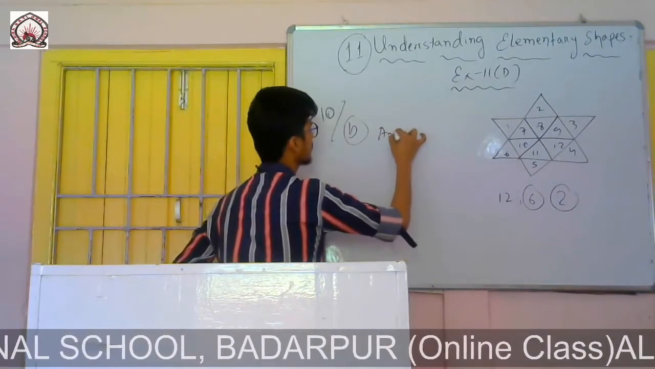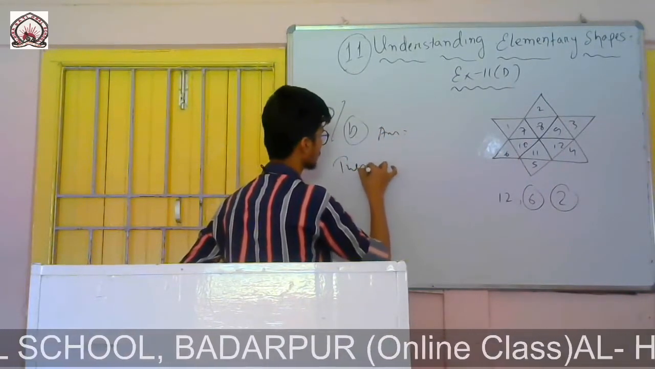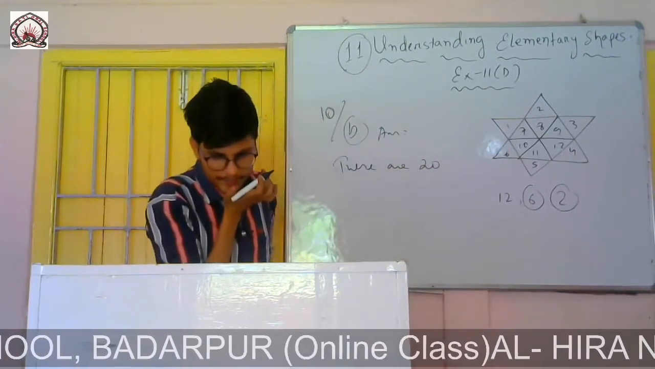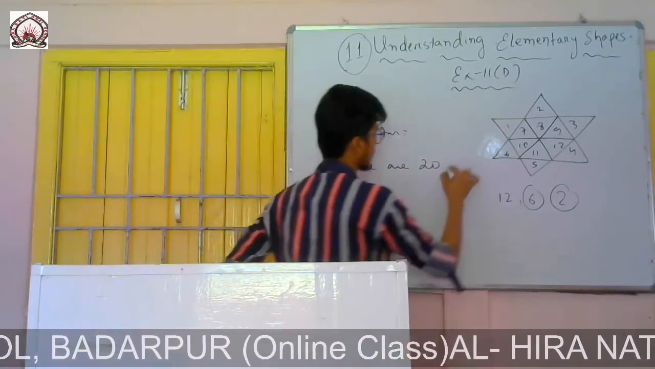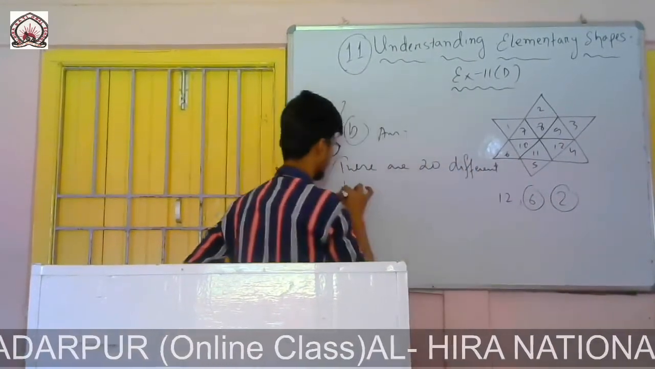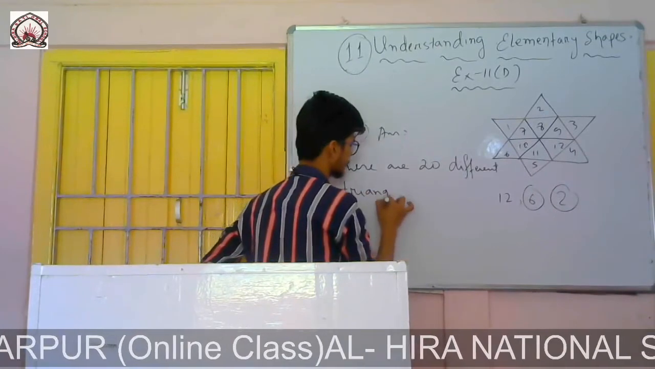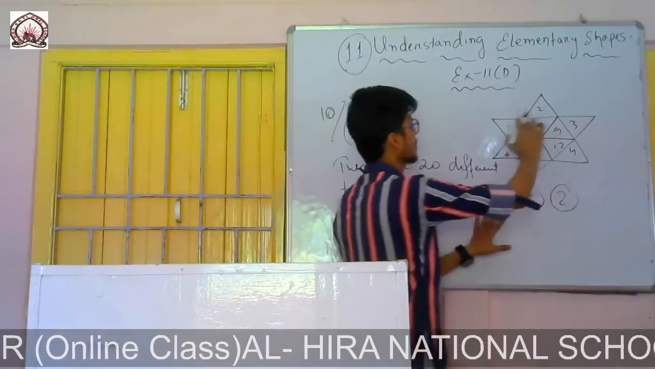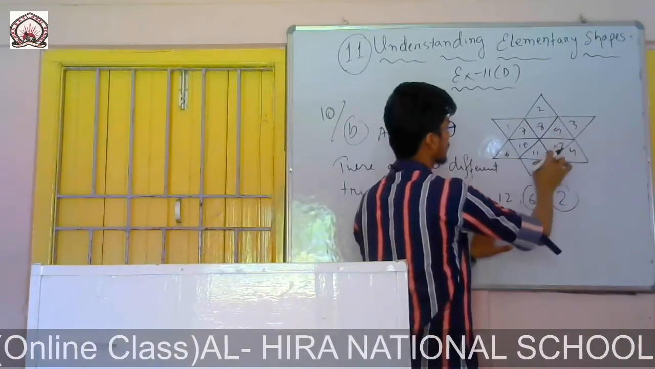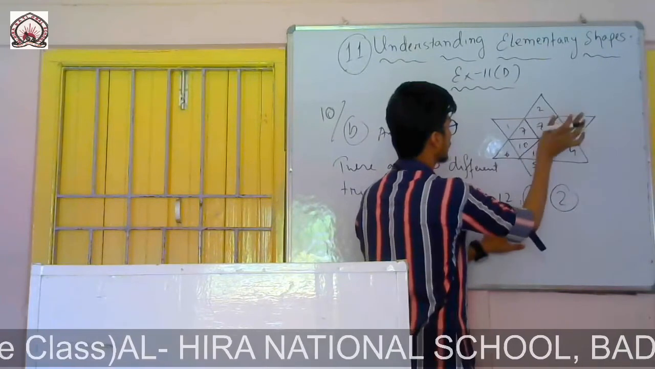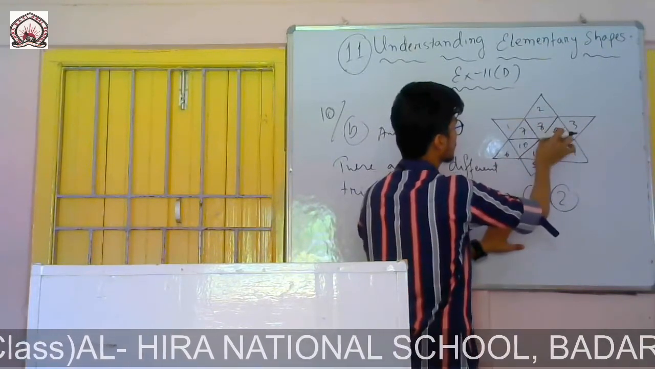So answer is there are 20. Question is how many different triangles are there? So there are 20 different triangles. You simply see 1, 2, 3, 4, how many? Total 12. So 12 triangles. Then we'll start for 3, count to 3, not 4. So 2, 7, 8 and 9.